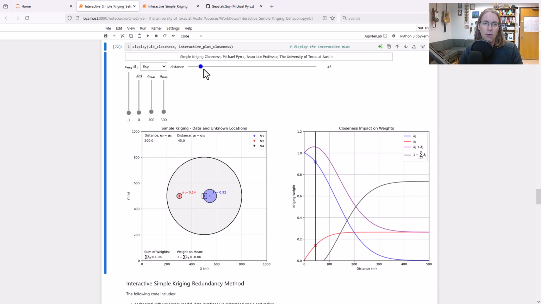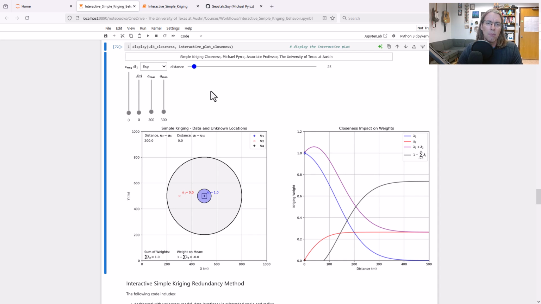Okay, let's go ahead and move that data point right on top of the unknown location. Do you see what happens? The weight on blue is 1, the weight on red is 0. The sum of the weights is equal to 1. 1 minus the sum of the weights is equal to 0. There's no weight given to the mean. What is our estimate right now? We're estimating with whatever value is at the blue data point. That's our estimate because we have exactitude. We're estimating at a location where we have data. We expect exactitude from Kriging, and that's what's being demonstrated for us right now.